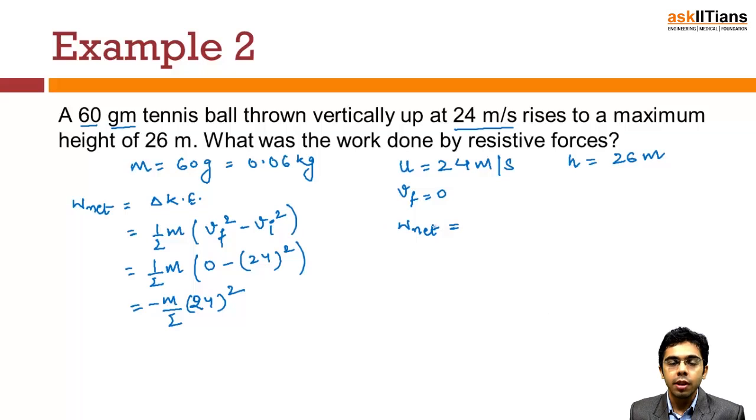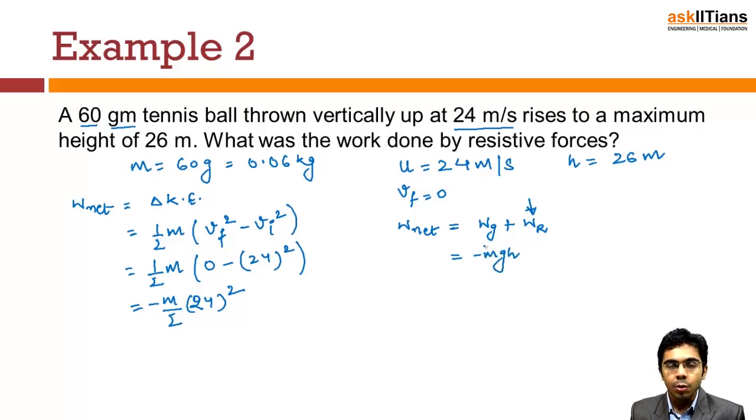If we throw a body in the vertically upward direction, two forces will act. Obviously the gravity force will be there, and they have given that a drag force will be there, that is, a resistive force. So the net work will include the work done by gravity plus the work done by the resistive force, and this resistive work is what we have to find. Now as we know, the work done by gravity will be equal to minus mgh. Why will it be minus mgh?